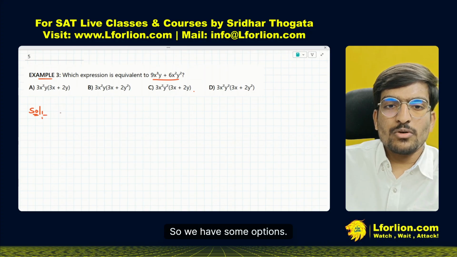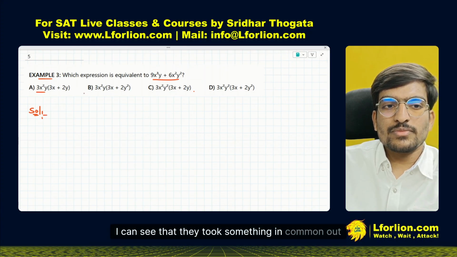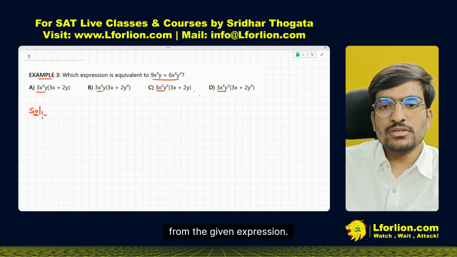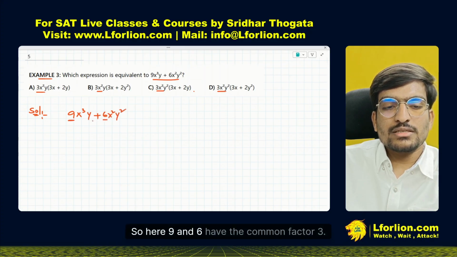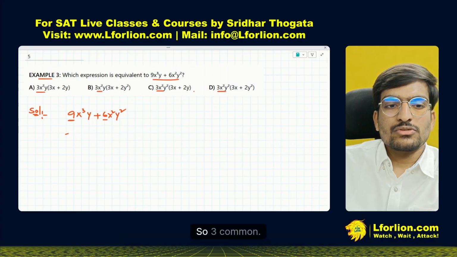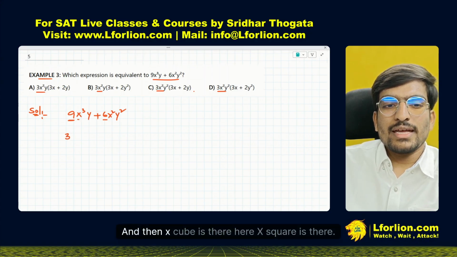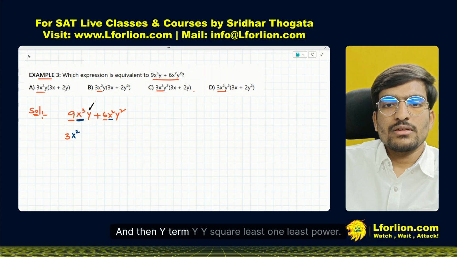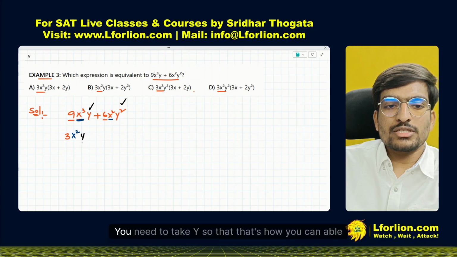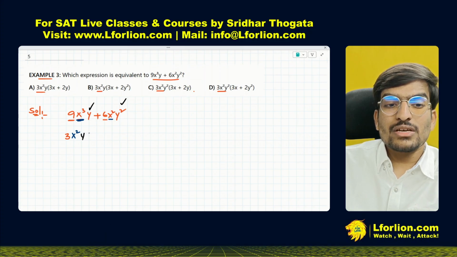So we have some options. I can see that they took something in common out from the given expression. Let's see what we can take common. 9x cube y plus 6x square y square. So here 9 and 6 have the common factor 3. So 3 common, and then x cube is there here, x square is there here. Of x cube and x square, you have to take the least, x square, out of it. And for the y term, y square, the least power, you need to take y.